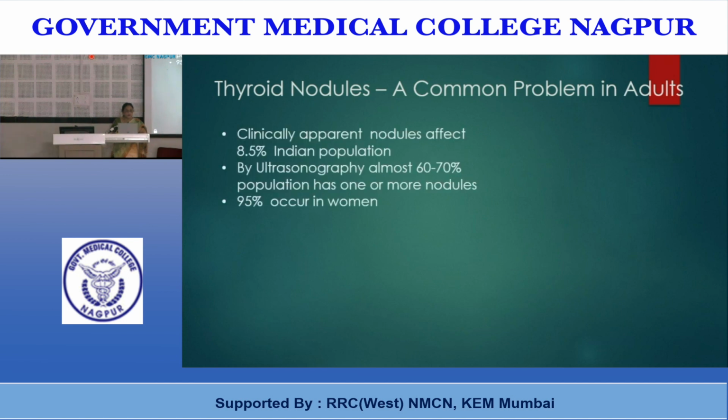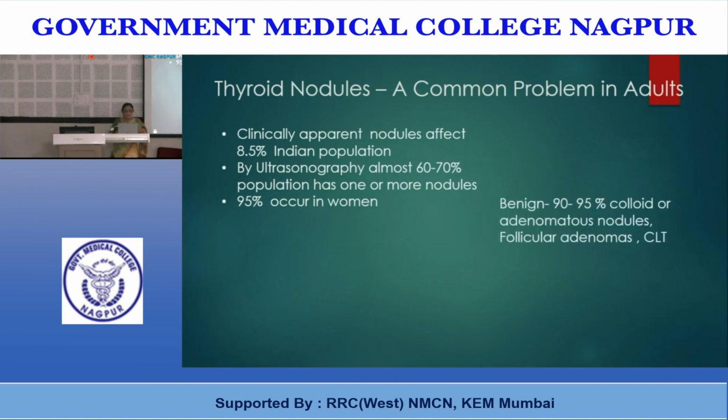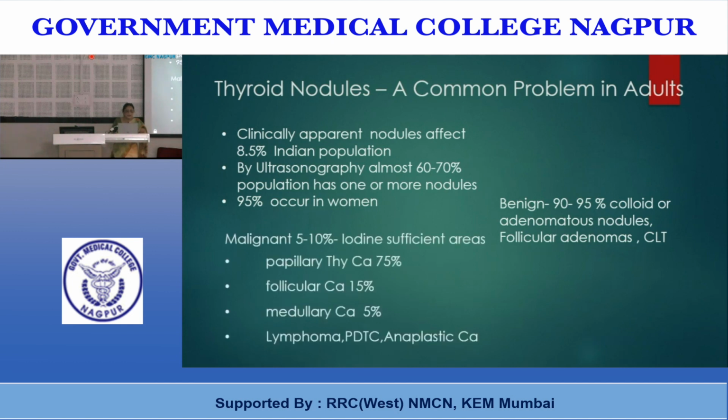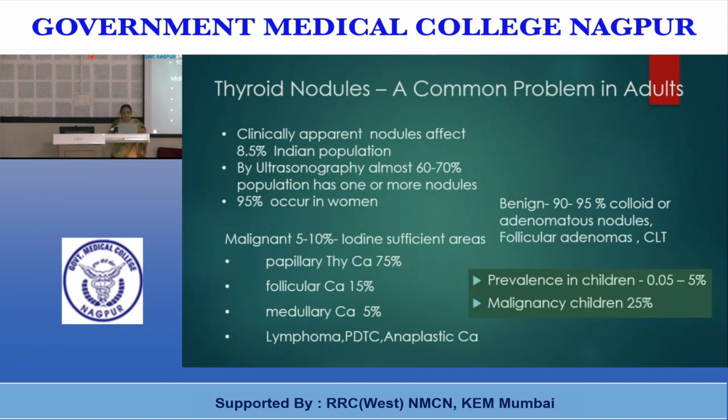Clinically, apparent nodules affect around 8.5% of the Indian population, but by ultrasonography, around 60 to 70% of the population has one or more nodules. 95% of the thyroid diseases are found in women, and almost 90 to 95% are benign, comprising colloidal adenomatous nodules, follicular adenomas, and chronic lymphocytic thyroiditis. Malignant disease is in the tune of 5 to 10%, even in the iodine sufficient areas. The prevalence in children is much less, but the rate of malignancy is pretty high as compared to the adults, and it is around 25%.